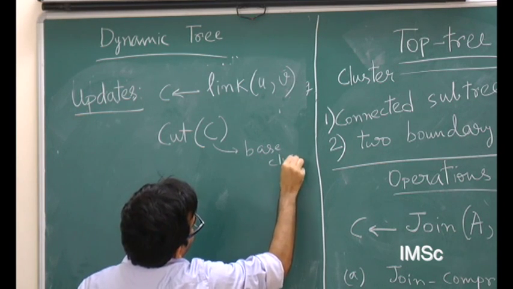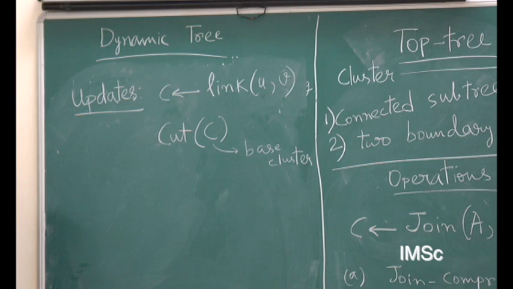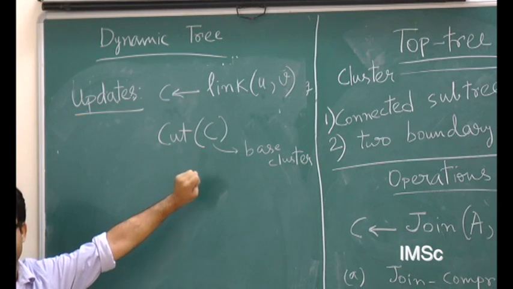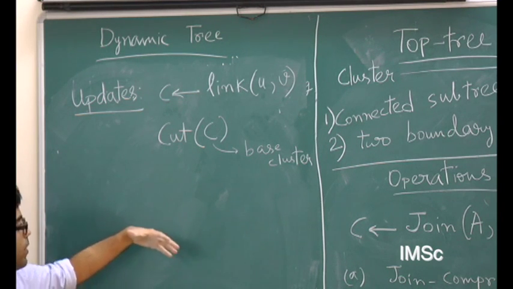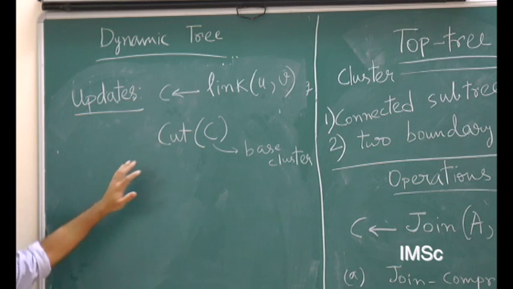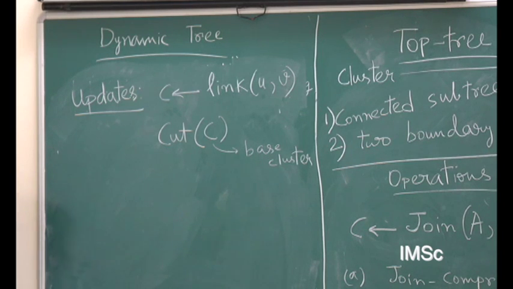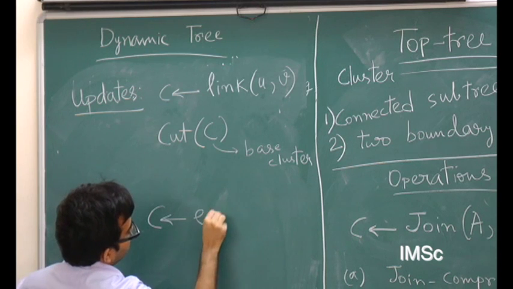so C here is a base cluster, meaning it is an edge in the underlying forest. Cut C means you just destroy this base cluster, meaning you just delete this edge. So, there was one tree in the forest and now it is getting split into two trees. So, one top tree will split into two top trees. This update is allowed. And finally, you are also allowed this update.